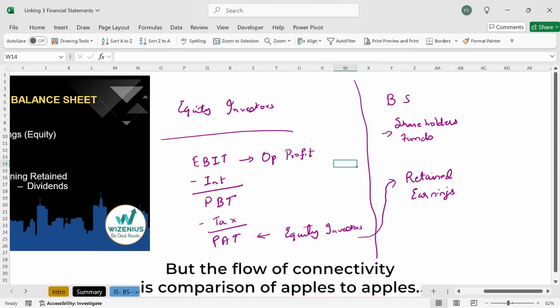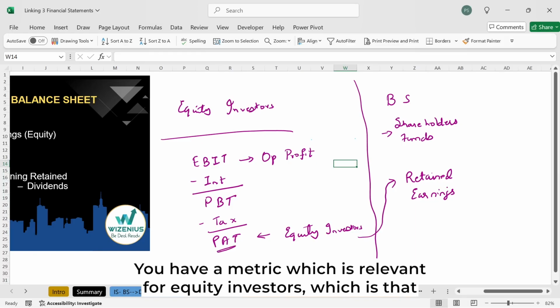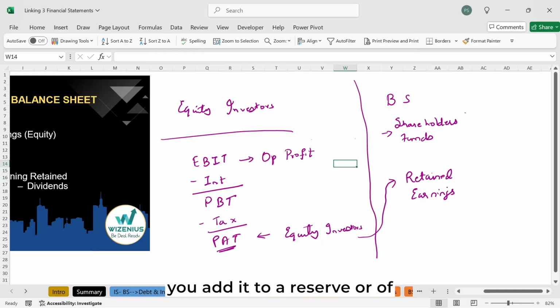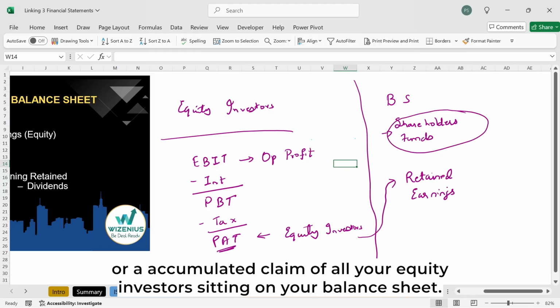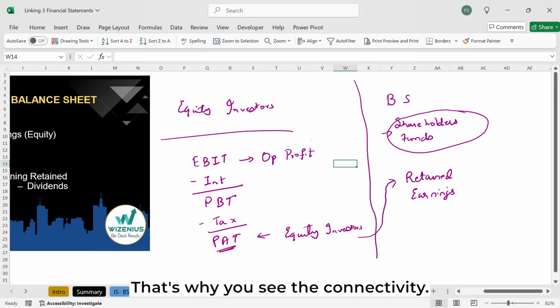But the flow of connectivity is a comparison of apples to apples. You have a metric which is relevant for equity investors, which is PAT. You add it to a reserve, or an accumulated claim of all your equity investors sitting on your balance sheet. That's where you see the connectivity.